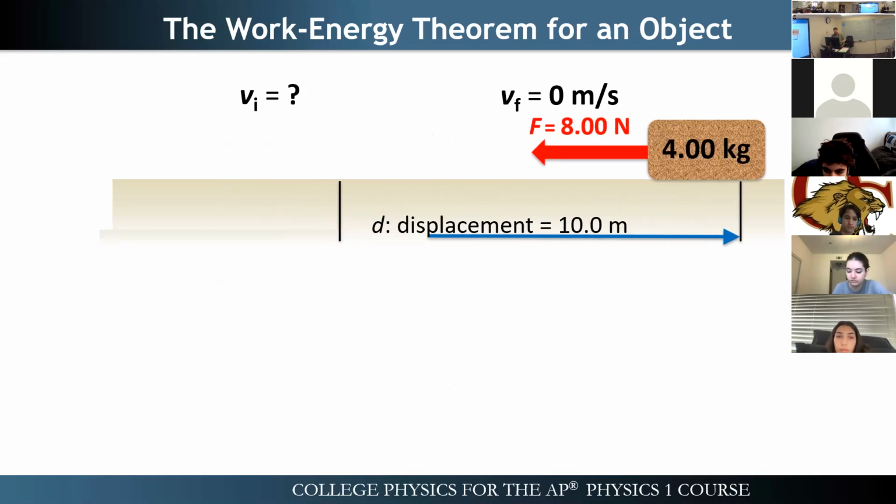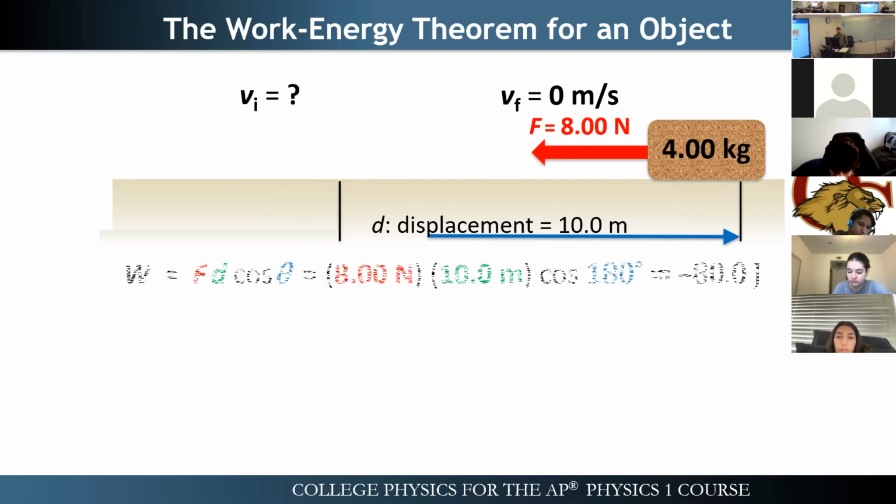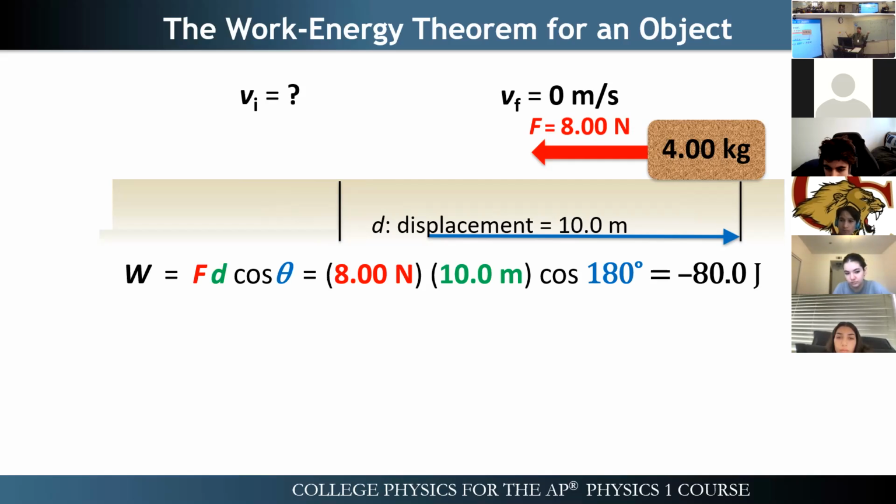So we've got this block sliding for 10 meters. So we've got an 8 Newton force. So there is work being done because that 8 Newton force is parallel to the displacement. It just happens to be in the opposite direction. So 8 times 10 times cosine 180, because those forces are at 180 degrees, right? Displacement to the right, force to the left. And so that gives us a negative 80 joules of work being done.